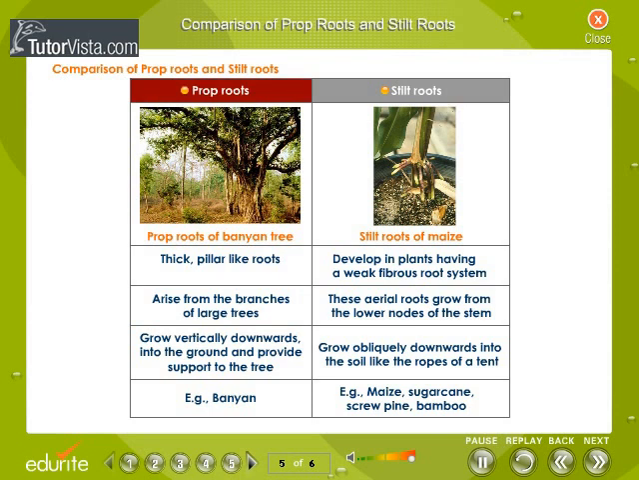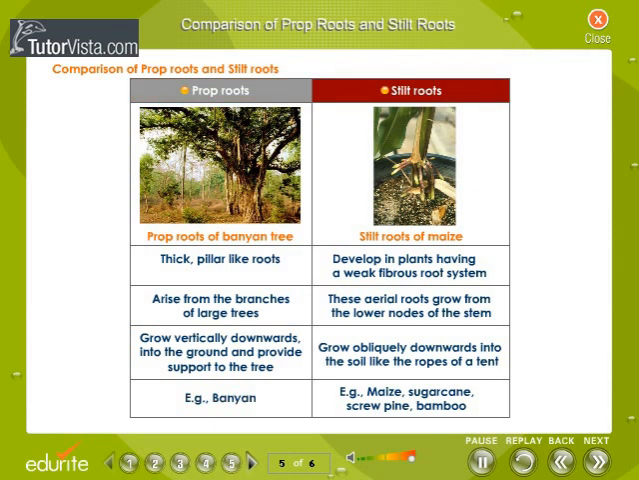Prop roots. Prop roots are thick and they have pillar-like roots. They arise from the branches of large trees. They grow vertically downwards into the ground and provide support to the tree. Example of prop roots is banyan tree.